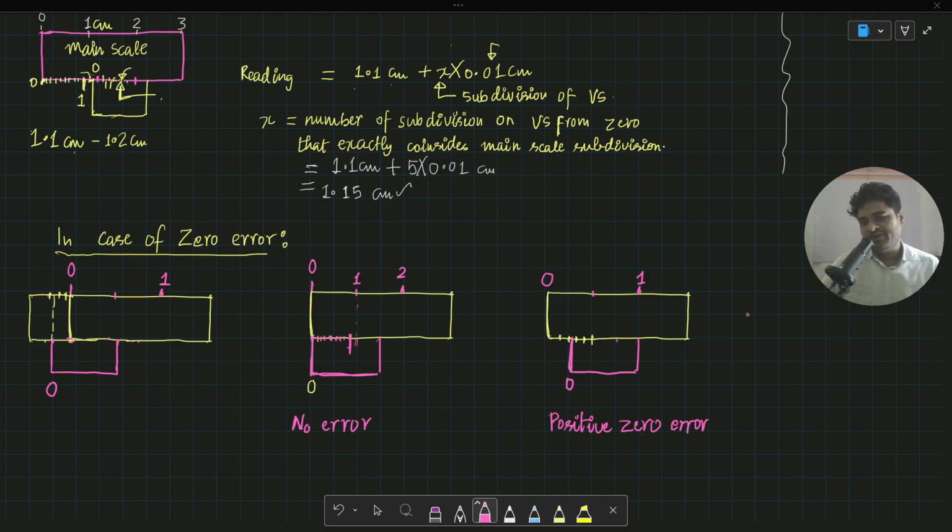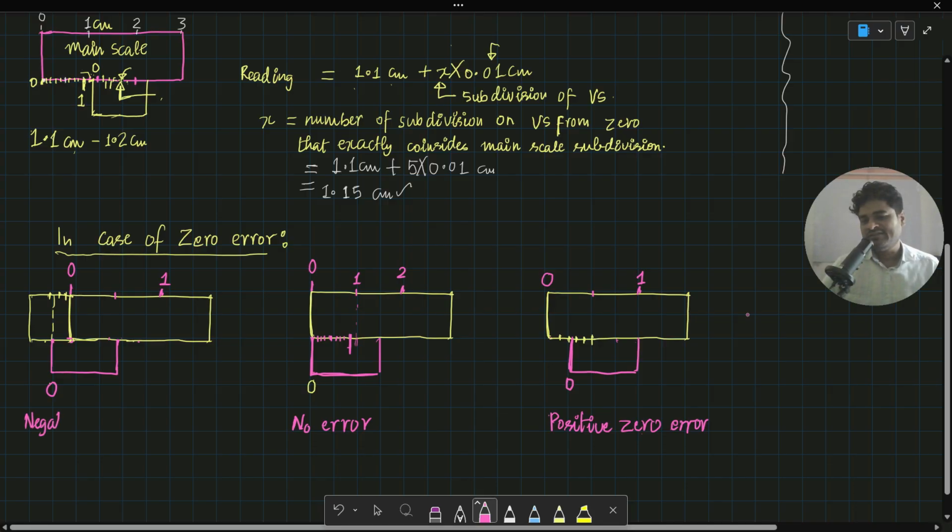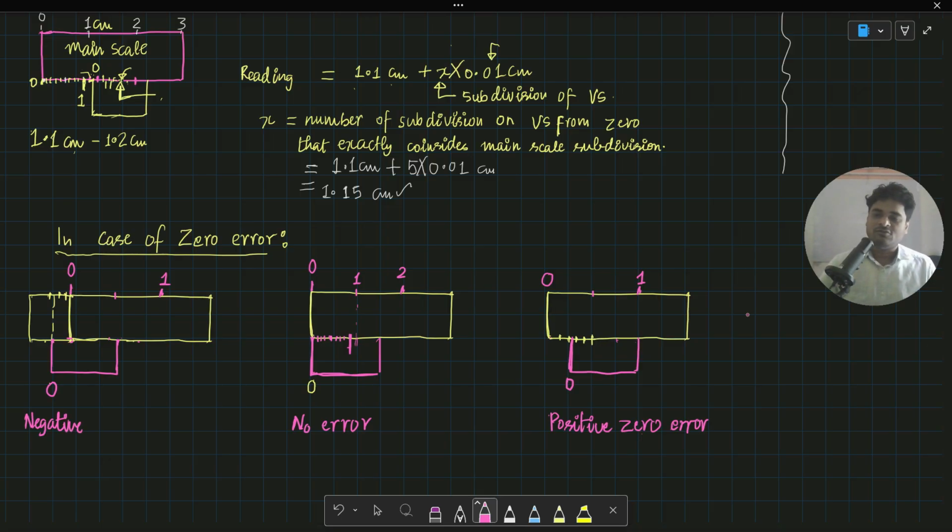In this case you can see that the 0 of the vernier scale is to the left of the 0 of the main scale. That's why this is called negative zero error. When there is no object, there is an error, and because the 0 of the vernier scale is on the left side of the 0 of the main scale, it is called negative zero error.